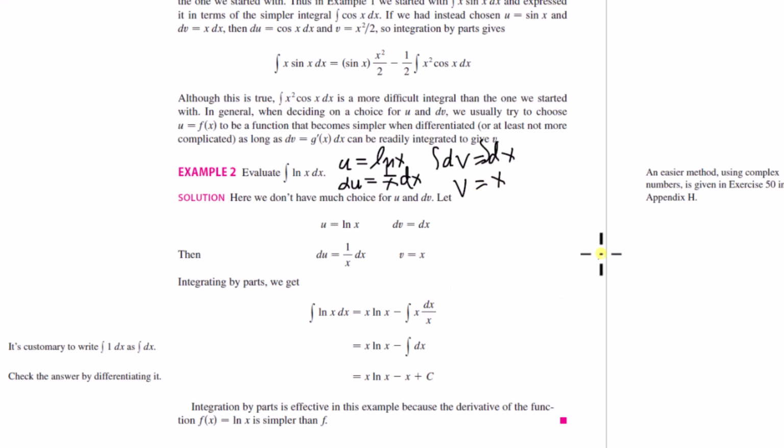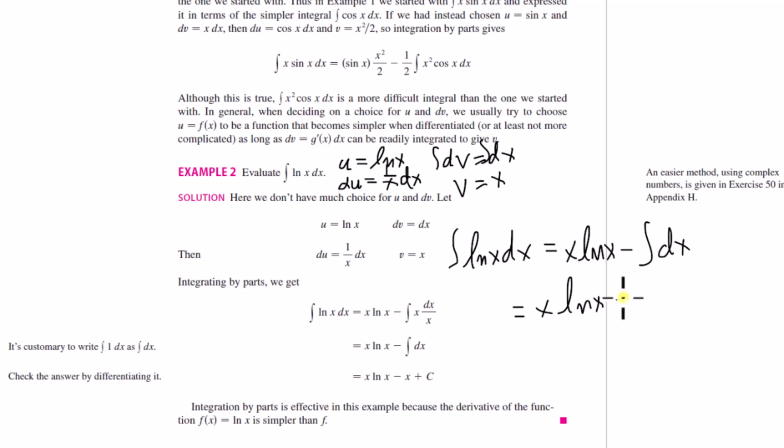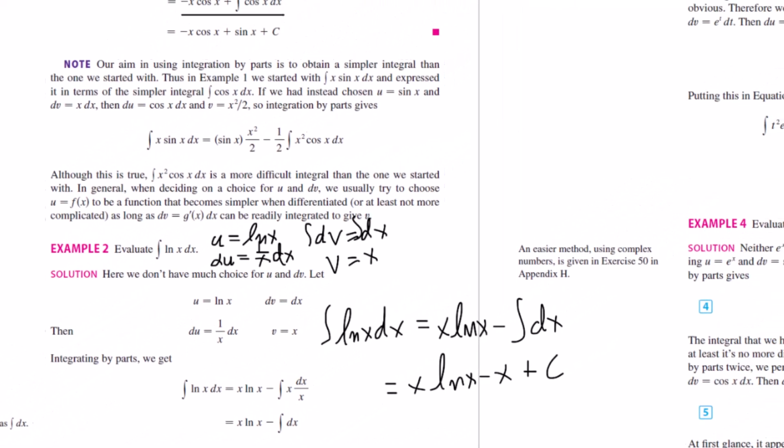So what we've got is the integral of the natural log of x dx is equal to uv, x times natural log of x, minus the integral of v du. v du, x times 1 over x is just 1, so just dx. That's definitely a simpler integral. So this is x natural log of x minus x. There's your capital F of x, so now just add the c. Okay, let's do this one here.